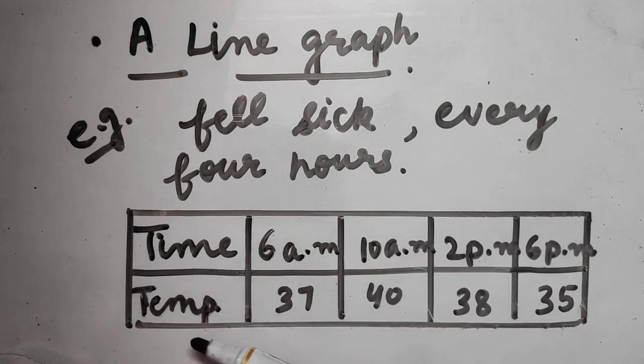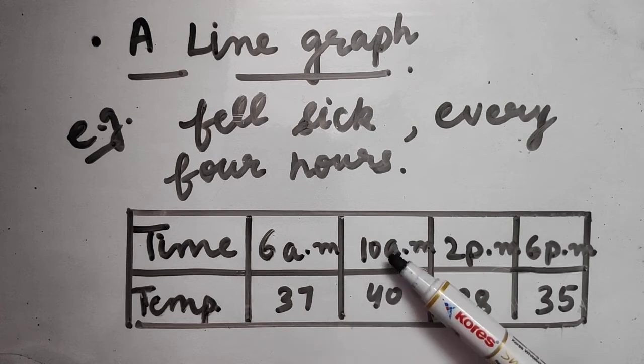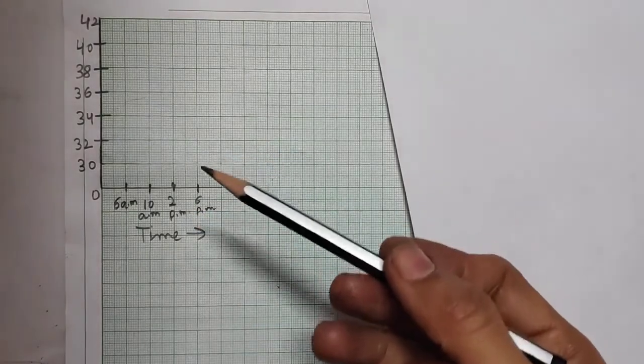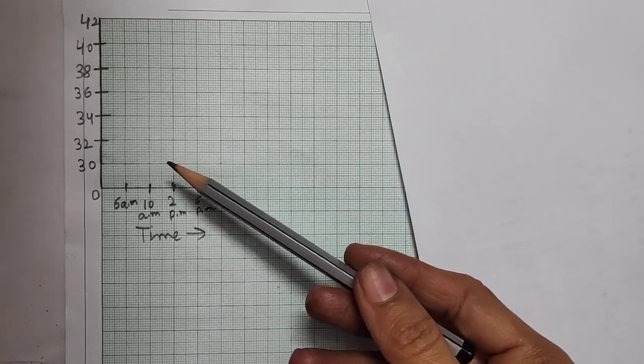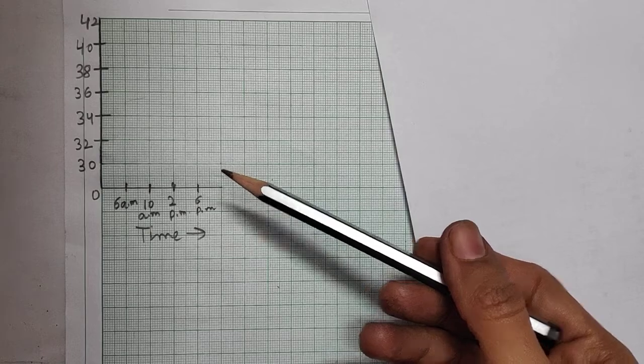So this is time, temperature in degrees Celsius. At 6 a.m. it was 30 degrees Celsius. Likewise, at 10 a.m. it was 40 degrees Celsius. At 2 p.m. it was 38 degrees Celsius. And at 6 p.m. it was 35 degrees Celsius. So now I'm going to represent this with the help of a line graph. Now I am going to plot the line graph according to the data in the tabular form.